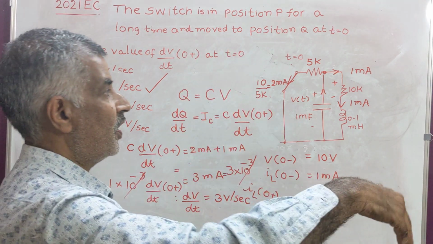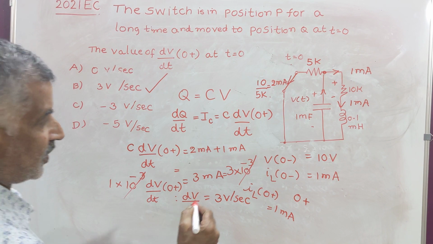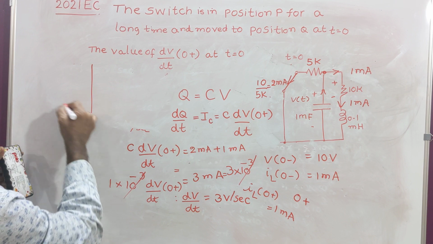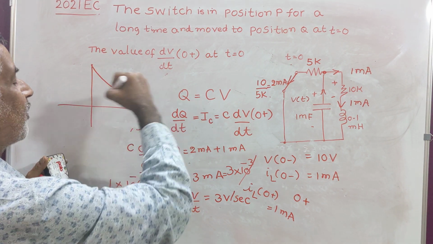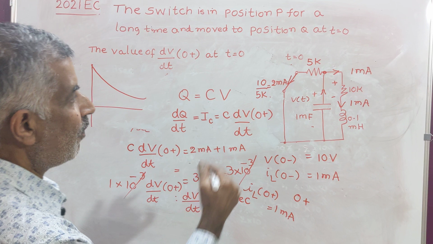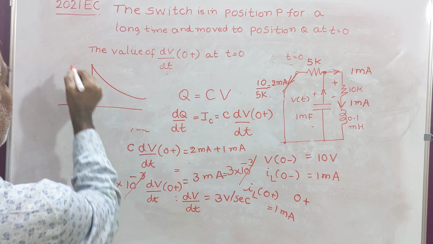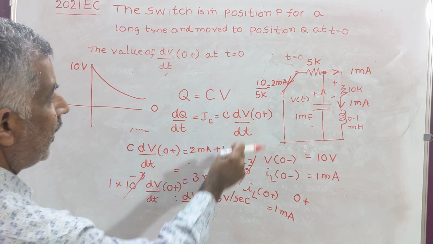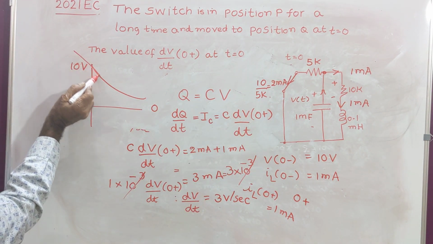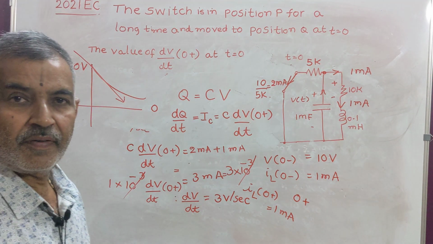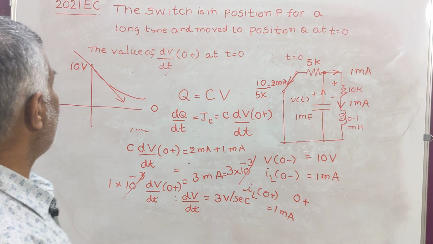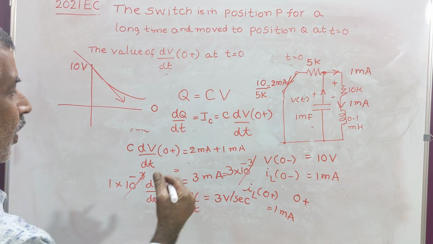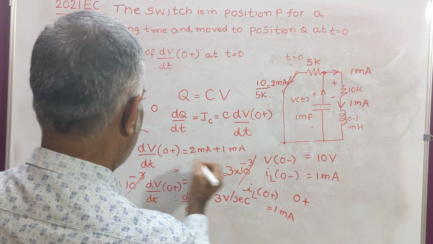So it is a fall in voltage. Voltage falls. I will explain that point. Now voltage falls like this, from 10 volts to 0 volts. Now what is dV by dt? dV by dt is the slope of the tangent. It is going to fall. And C dV by dt.